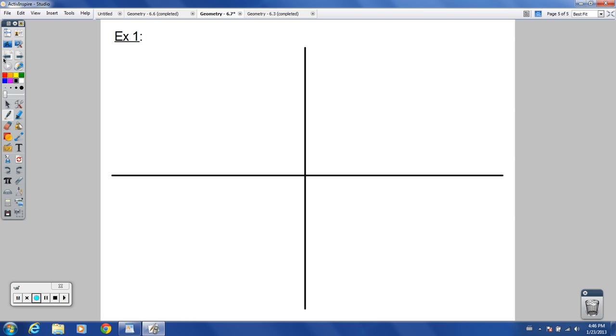So let's do an example though. And let's see, there's some examples. This will all be kind of the same type of question. So find the area of these shapes.